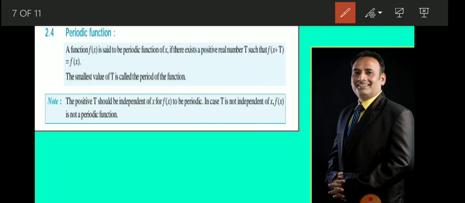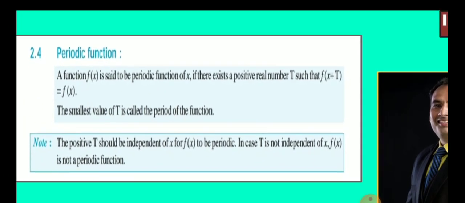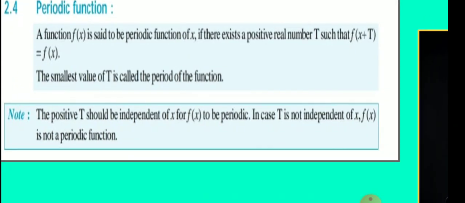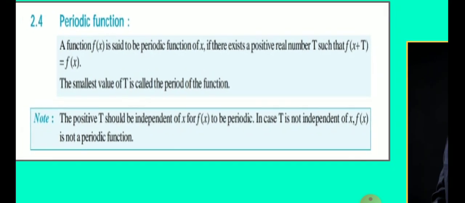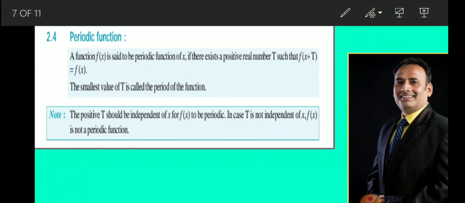So this is the definition of period: f of x plus T is equal to f of x. The smallest value of T is called the period of this function. The positive T should be independent of x for f of x to be periodic. In case T is not independent of x, f of x is not a periodic function. So T is some constant term, any real number in the function. Let's take some examples.